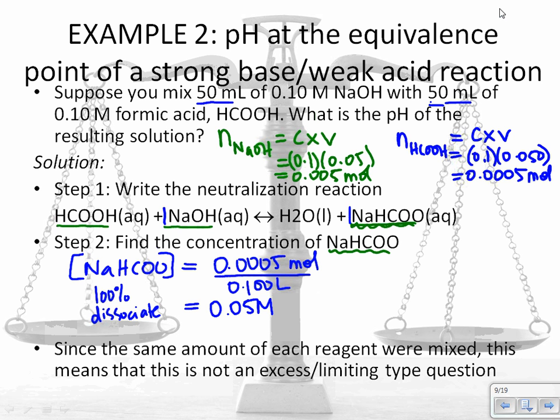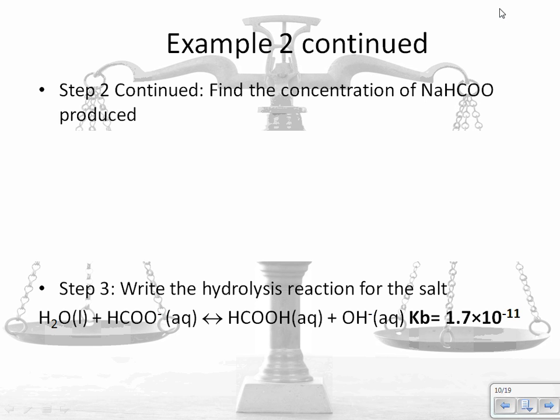So we looked at that in the last example. And what actually ends up happening? If I go on to the next slide here, hopefully this is okay. When it's dissociated, I know my concentration, sorry, I already did this, NaHCOO is 0.05 molar.